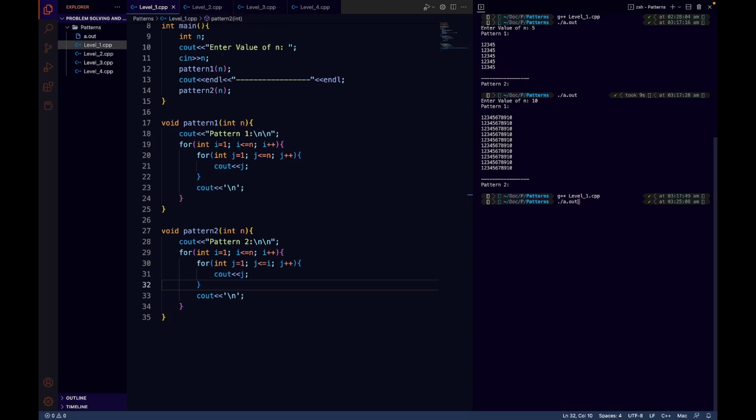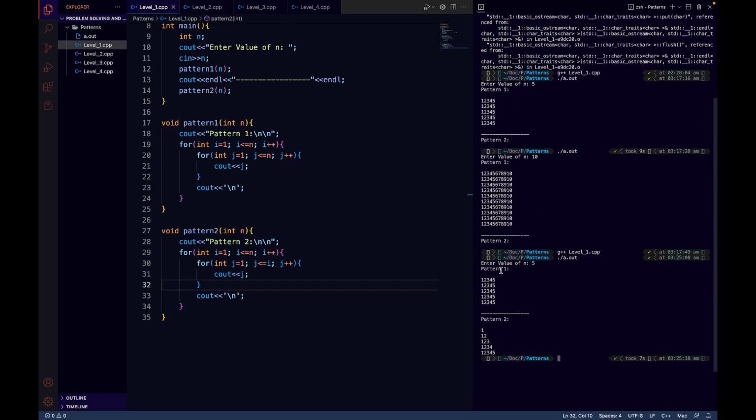Okay, so code is being built, e dot out. Let me just take a value of 5 for the number of rows of the pattern. So this is the pattern, this is the second pattern, and this is the first pattern.